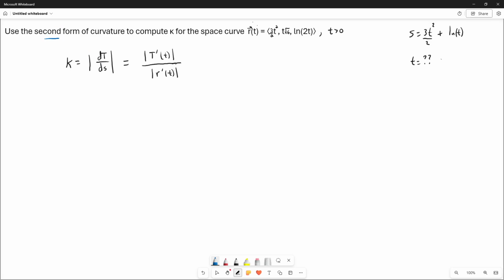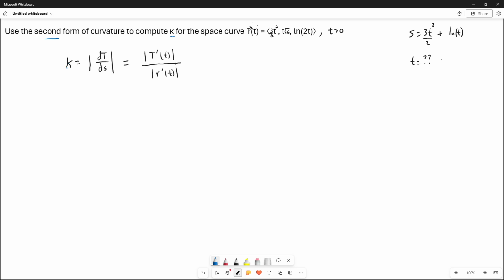Use the second form of curvature to compute kappa, the curvature, for the space curve r of t equals 3/2 t squared, comma, t times the square root of 6, comma, natural log of 2t. And because of the natural log here, t has to be bigger than 0.